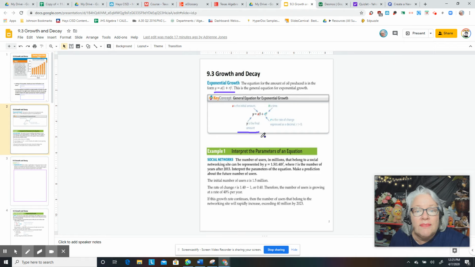Y is the final amount. That's your answer. A is your initial amount. How much are you starting with? Whatever this problem happens to be, what's the starting amount? R is your rate. And remember that's your rate written as a decimal. T is your time.